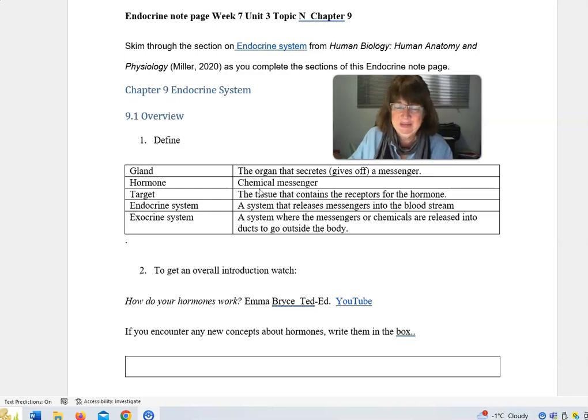The other example of something that sounds like endocrine is exocrine. In an exocrine system, the chemicals are still made, but they are released into ducts, and the ducts go outside the body. Now realize that the digestive system is seen as outside the body. So an example of this is sweat coming to your skin, oil coming to your skin, or the digestive enzymes going into your digestive tract. So that's the introduction so far.